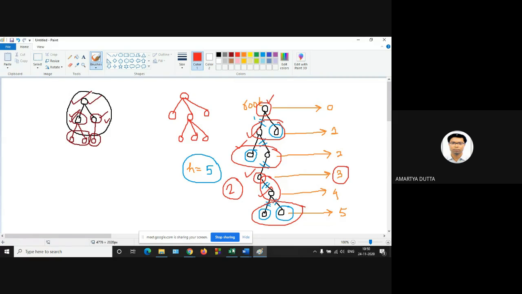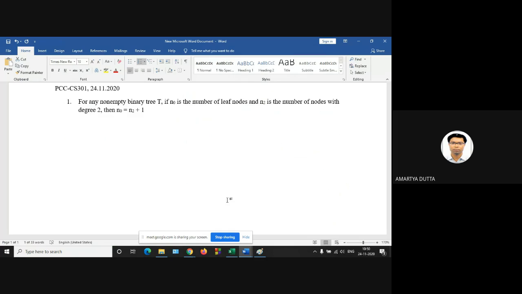Okay, now we have to prove this lemma. So how to prove this lemma? Any idea? Anyone? Lemma 1.